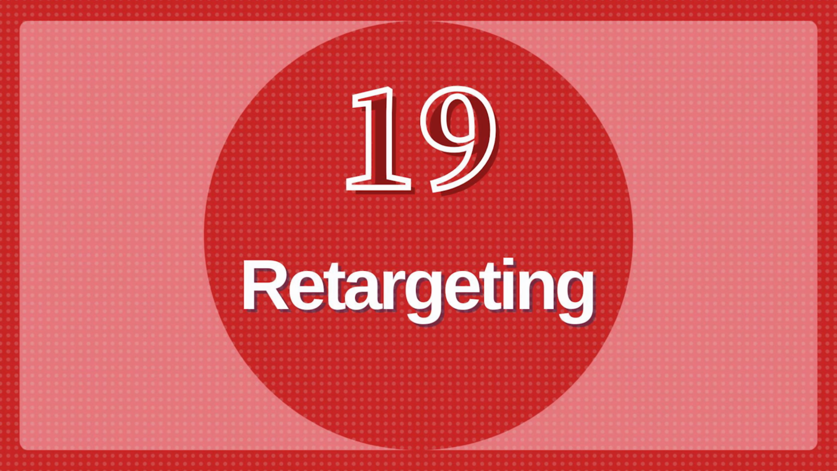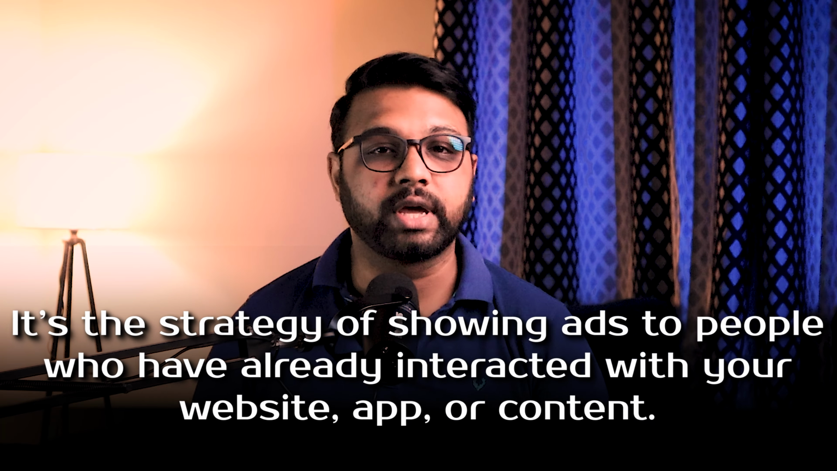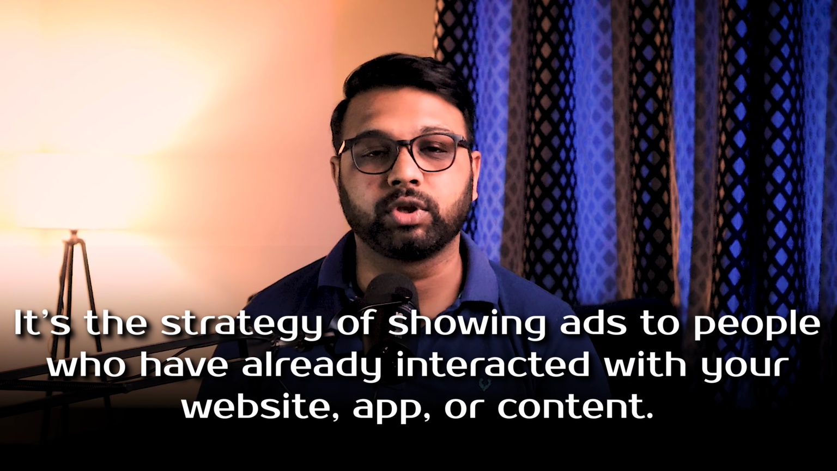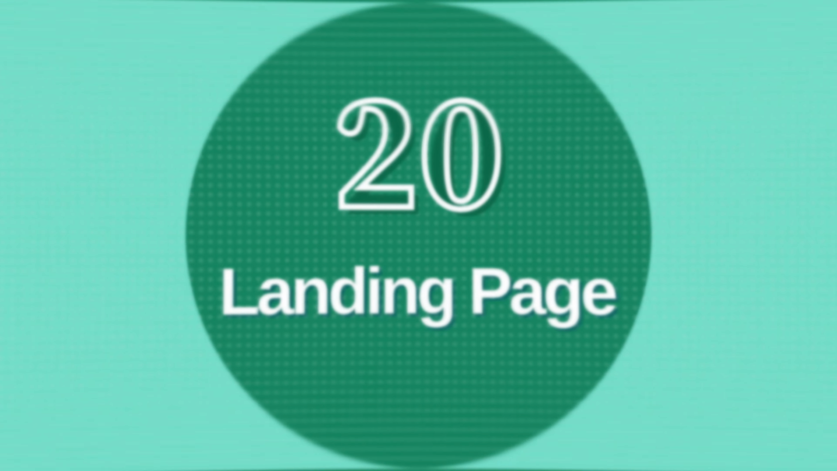Number 19 is retargeting. Retargeting is the strategy of showing ads to people who have already interacted with your website, content, or apps. It helps you bring back users who have showed interest but did not take any action. For example, if someone visits your course page but didn't enroll, but later sees your ad again on Instagram or YouTube, that is retargeting.